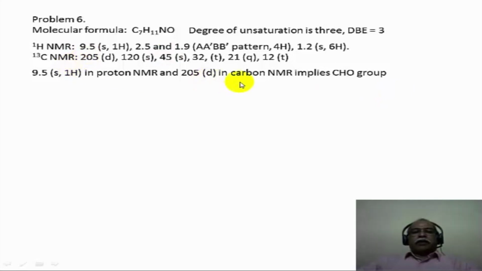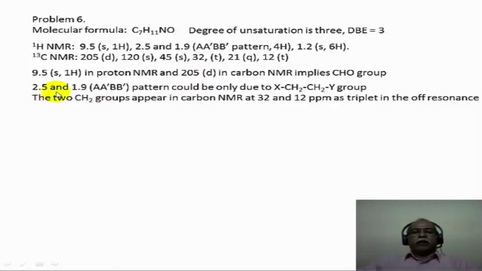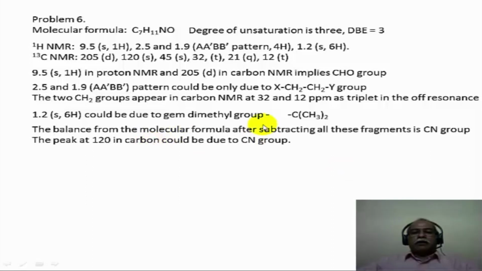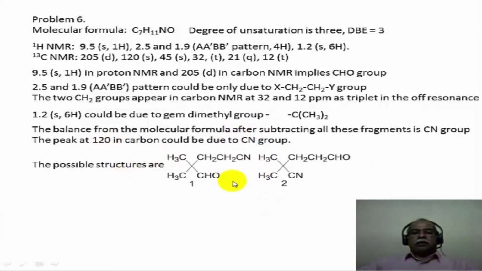So the 9.5 corresponds to an aldehyde functional group. We already discussed this, around 205 ppm in the carbon 13 NMR. The 2.5 and 1.9 A prime, B prime pattern can only be a CH2 group of this type, and that's also confirmed by two triplets that are appearing around 32 and 12 ppm in the off-resonance spectrum. There is a gem dimethyl group. So if you put all these fragments together and subtract them from the molecular formula, what is left is the cyano functional group. In fact, the molecule structure can be either structure 1 or structure 2.